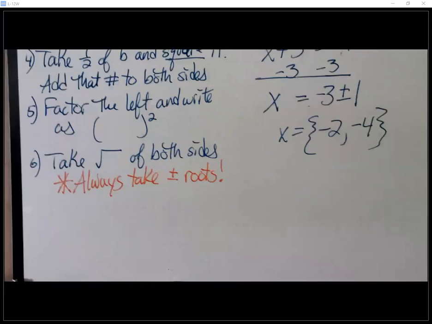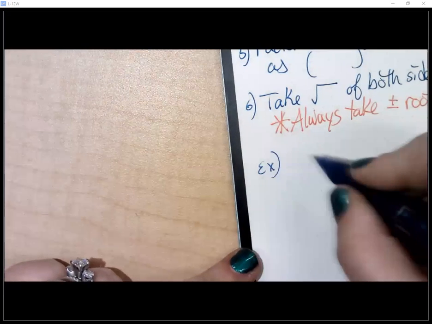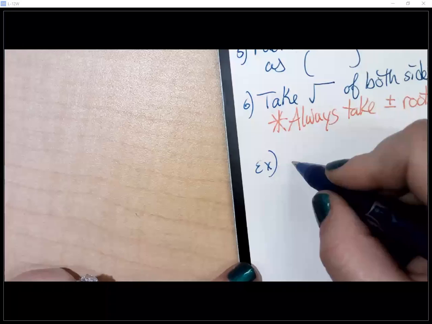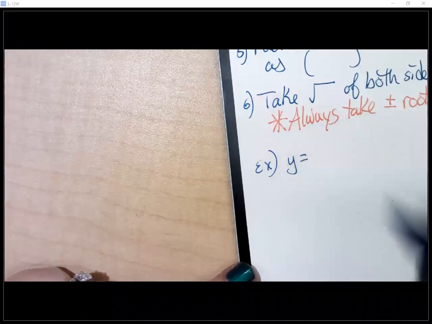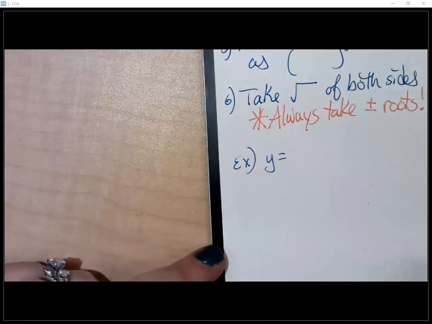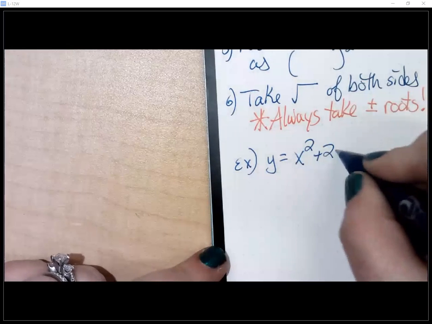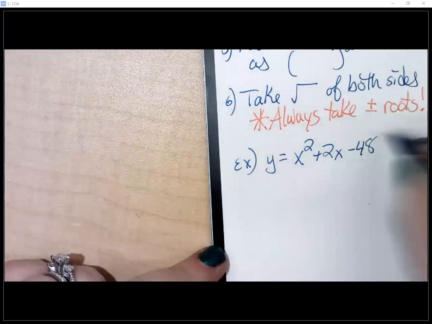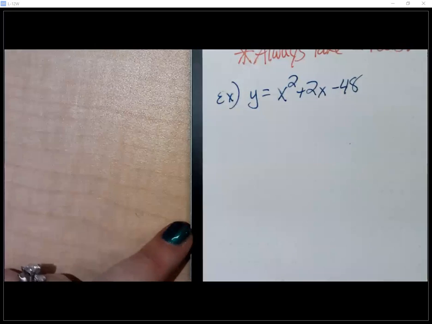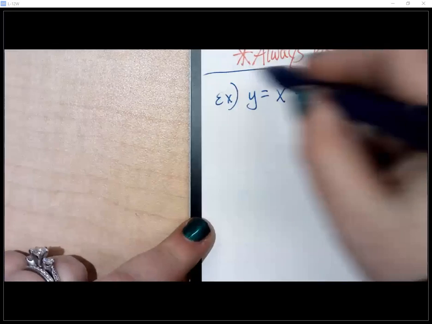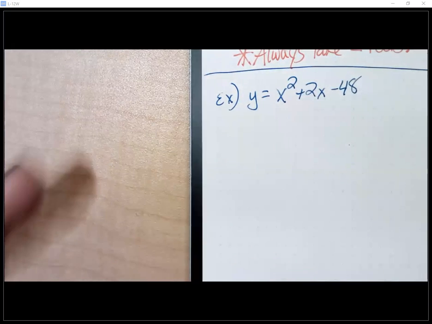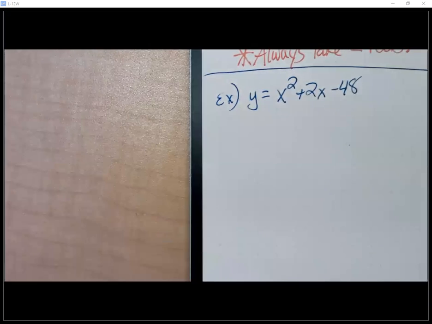So another example, I'm going to sneak it in over here. Let's do, sometimes they start off with a y equals. So let's do that. y equals x squared plus 2x minus 48. If you have a y equals, you just replace the y with a 0. Remember what I'm finding? I'm finding x-intercepts. Don't I find them by plugging in 0 for y? Yes. So I'm going to replace that with a 0.